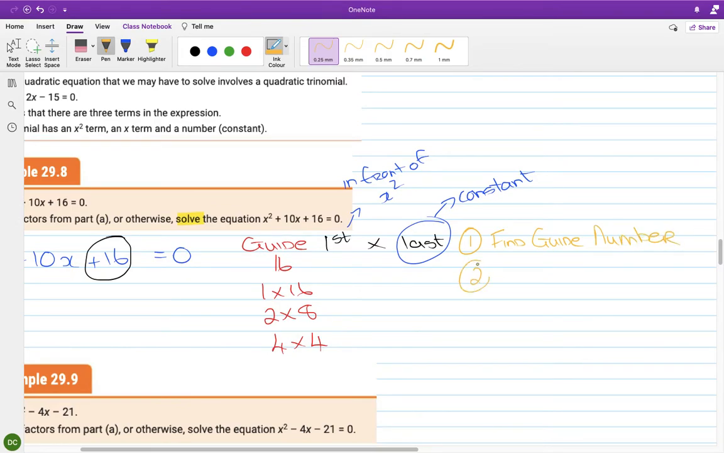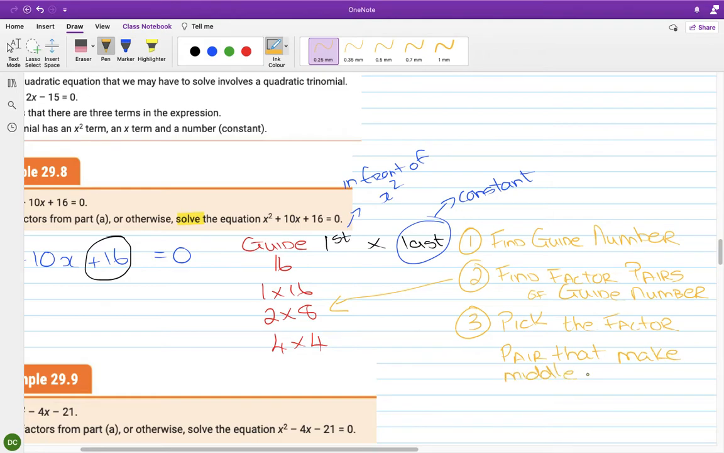Your second step is to find the factor pairs of the guide number, which is this. Okay? Your third step is to pick the factor pair that make the middle term.